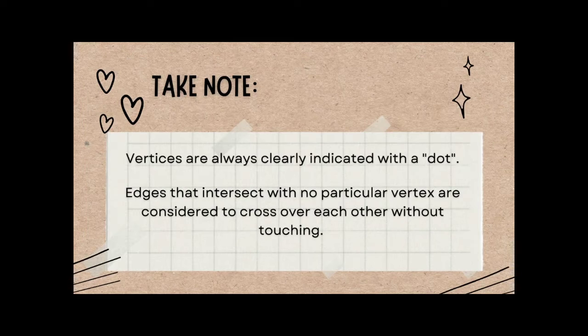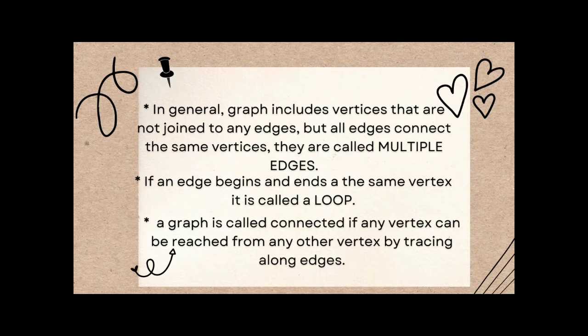Take note, vertices are always clearly indicated with a dot. Edges that intersect with no particular vertex are considered to cross over each other without touching. In general, a graph may include vertices that are not joined to any edges, and some edges connect the same vertices. They are called multiple edges. If an edge begins and ends at the same vertex, it is called a loop. A graph is called connected if any vertex can be reached from any other vertex by tracing along edges.